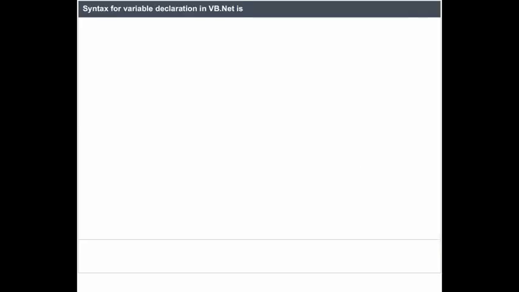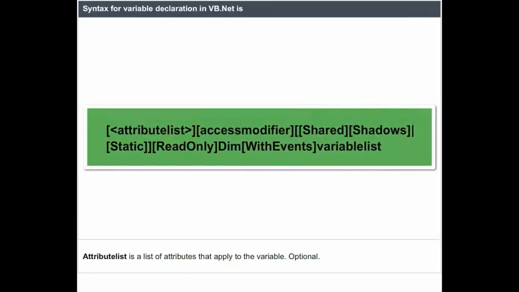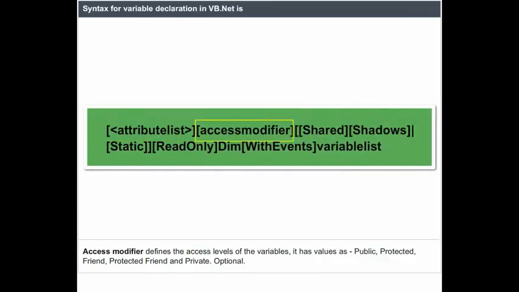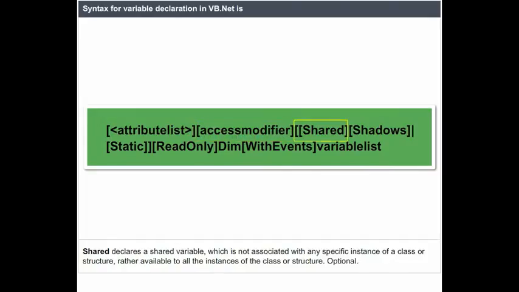The syntax for variable declaration in VB.NET is as follows. Attribute list is a list of attributes that apply to the variable, optional. Access modifier defines the access levels of the variables. It has values as Public, Protected, Friend, and Private, optional. Shared declares a shared variable which is not associated with any specific instance of a class or structure, rather available to all the instances of the class or structure, optional.